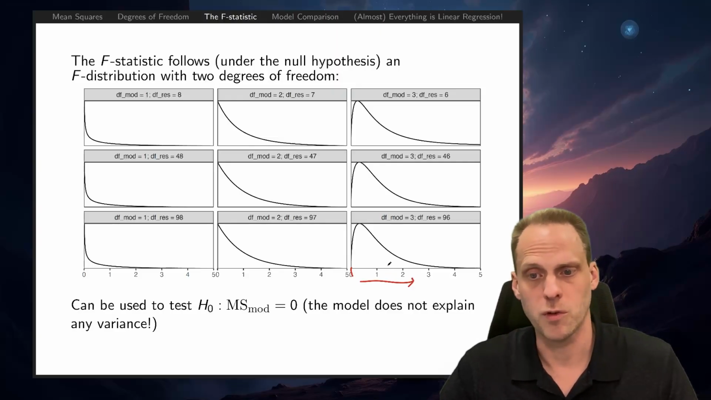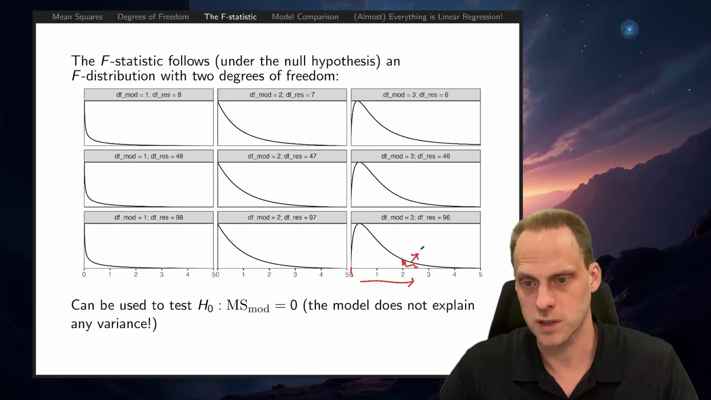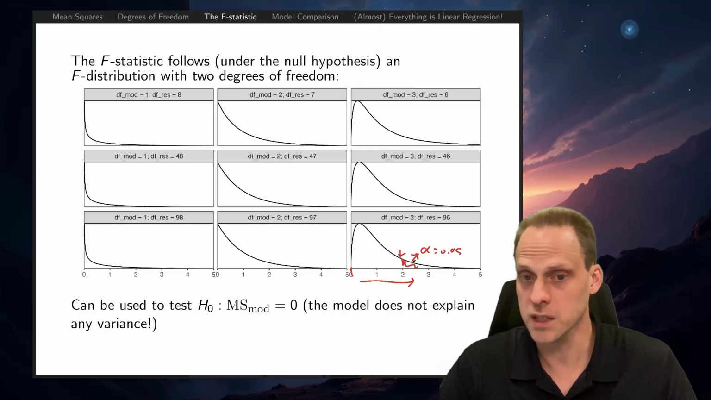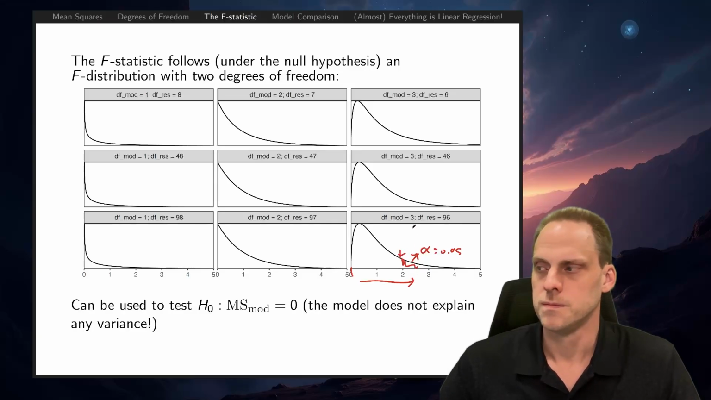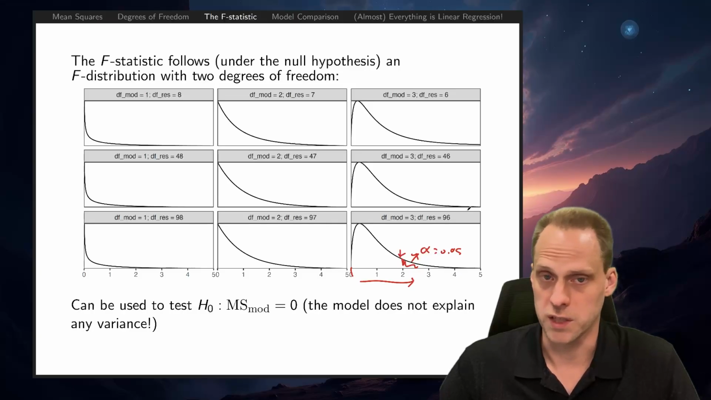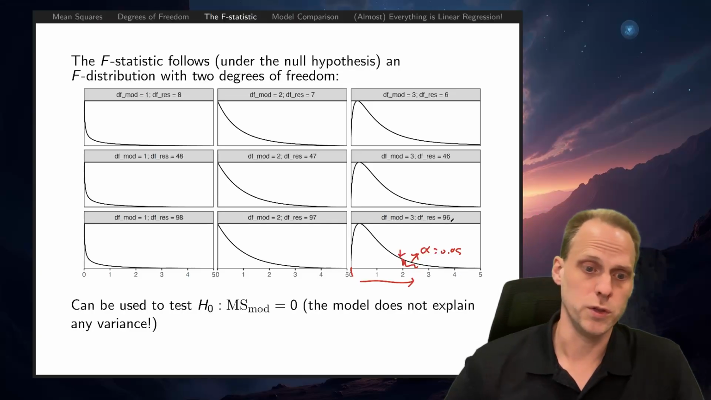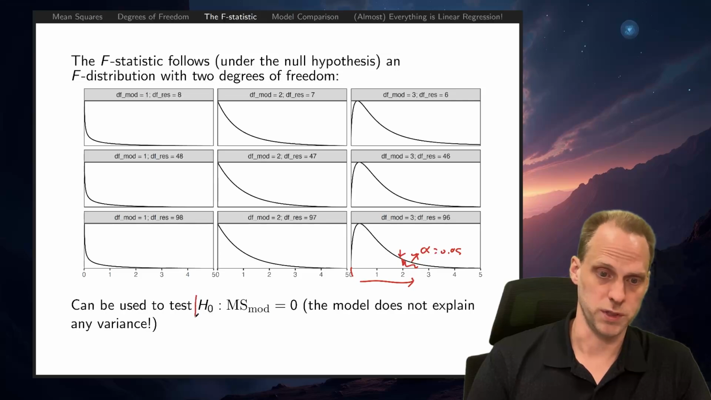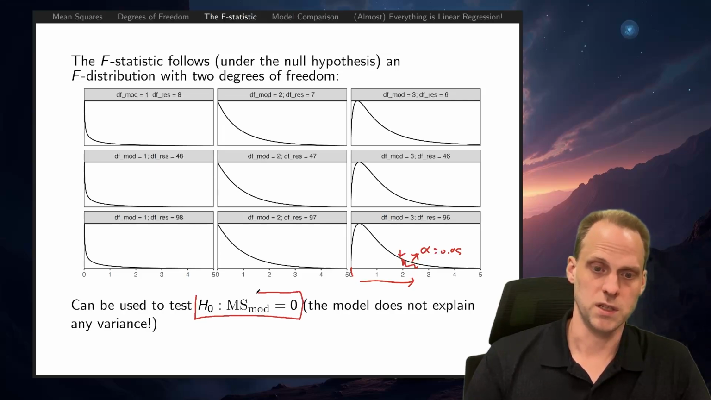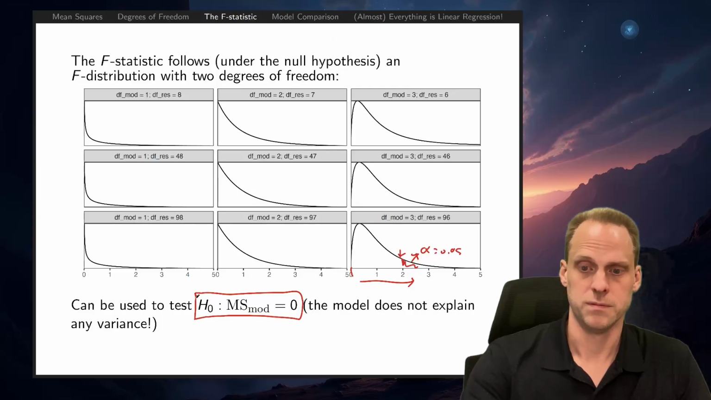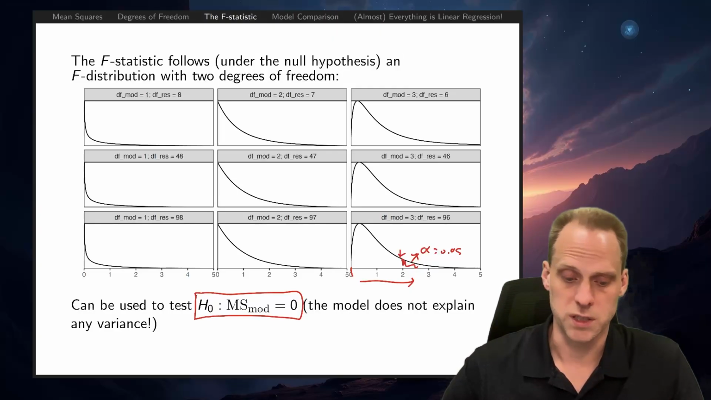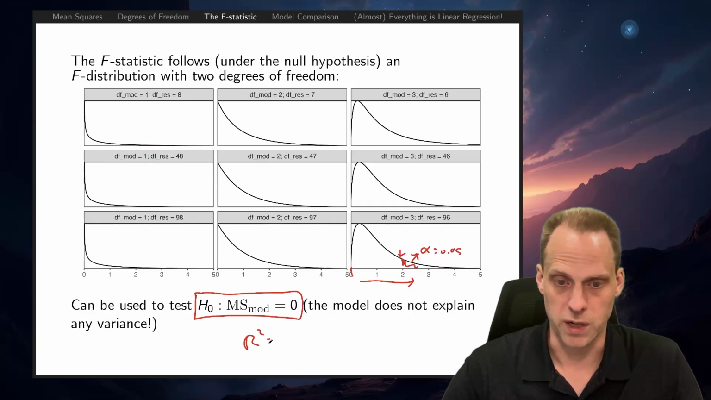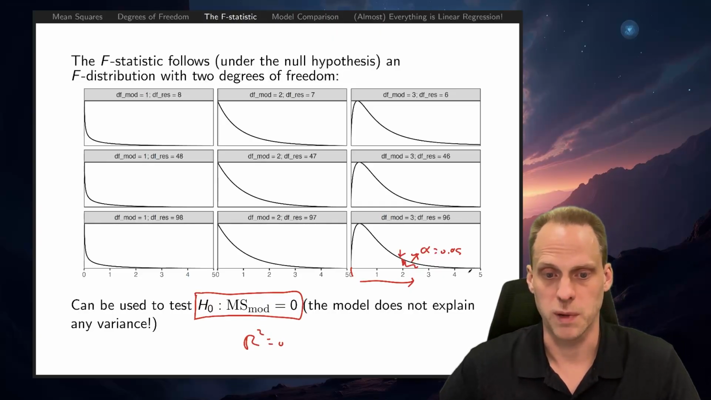And this is a distribution, so it means we can calculate an area for which, let's say, alpha equals 0.05. It means we can calculate a point at which we reject it. And if you get an F value that's above this point, it's significant. So what can we do with this F test statistic? We can use it to test a particular null hypothesis, that the mean squares of the model equals zero. That means that the model does not explain any variance. Basically, that also means that we're testing that R squared equals 0, that the model is not explaining any variance.